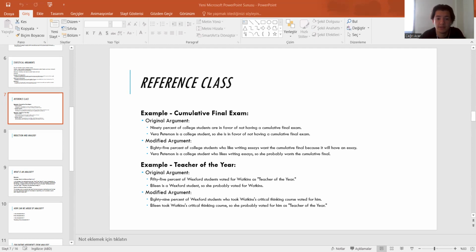Reference class and specificity. The subject of a premise should be as similar as possible to the subject of the conclusion. The more specific the reference class, the better the argument. Changing the reference class can alter the strength of the argument. A more specific reference class may lead to a different conclusion. The other subtitle is group versus individual conclusions.